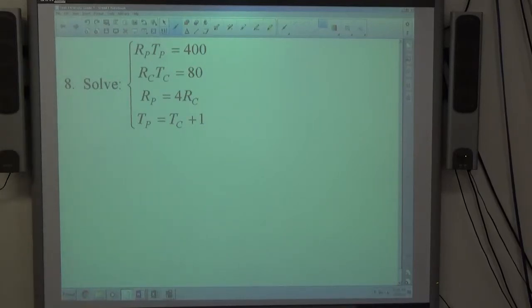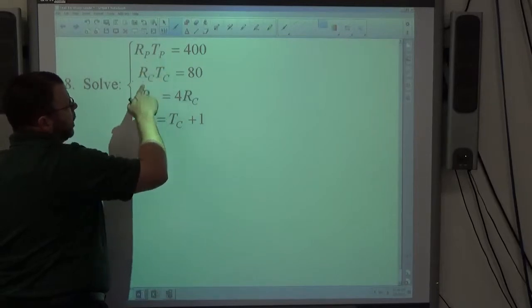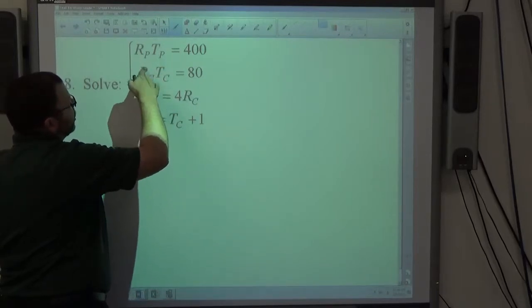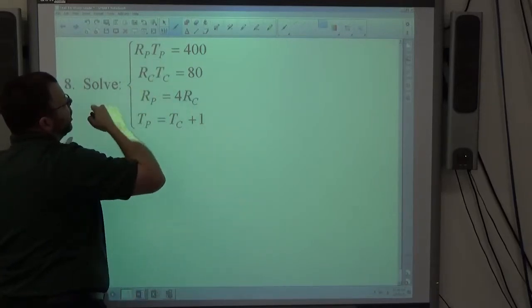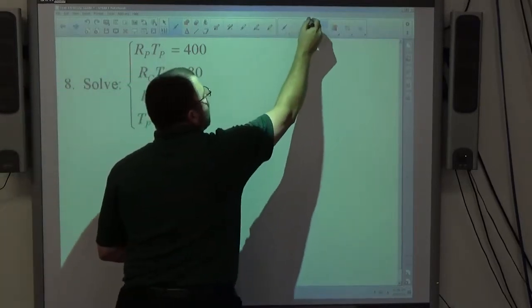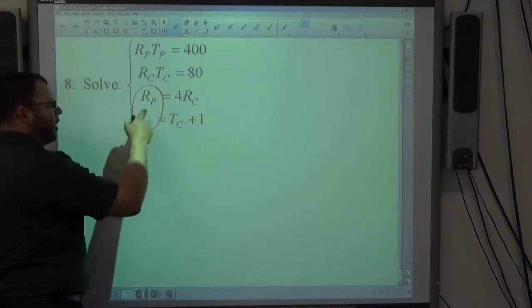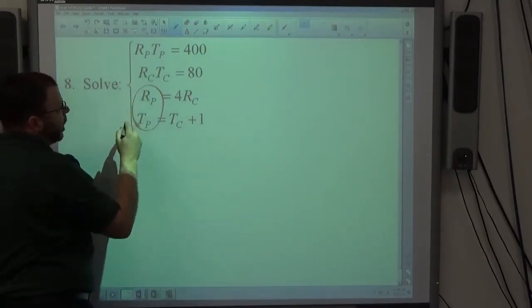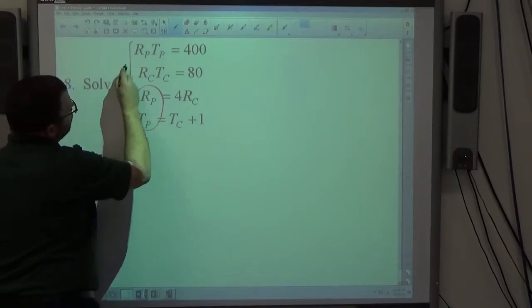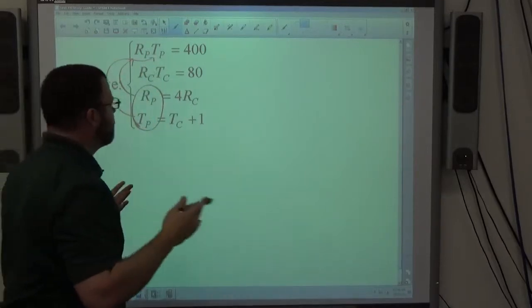Number 8, we've got two expressions involving r and t subscripted p, r and t subscripted c. So these r's are different, these t's are different. This product is 400, that product is 80. So what I'm expecting to see on this is that these two facts down here both relate to the same subscripted expression. So r sub p and t sub p can both be substituted here. So that would be my first step here.